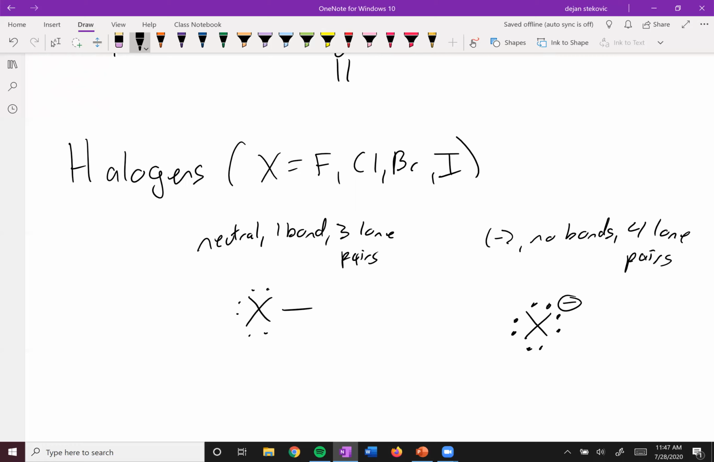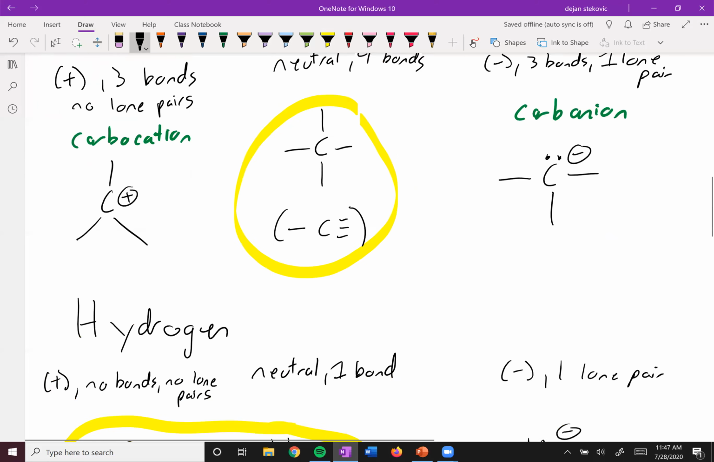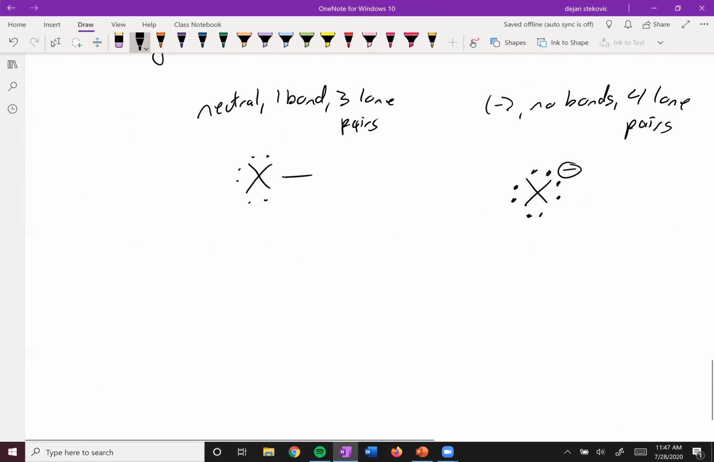So just something to help you out when you're looking at your Lewis structure. These are the most common elements we'll find in organic chemistry, and these are the most common forms that we'll find them in.